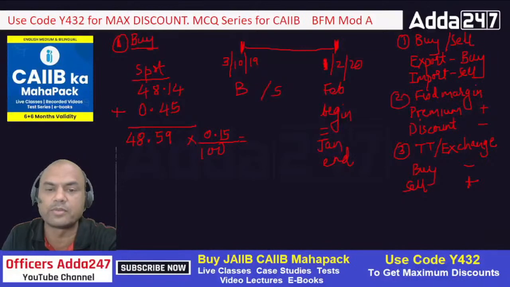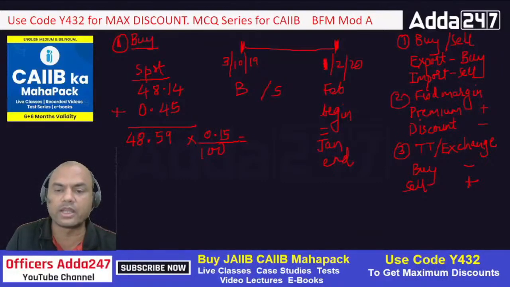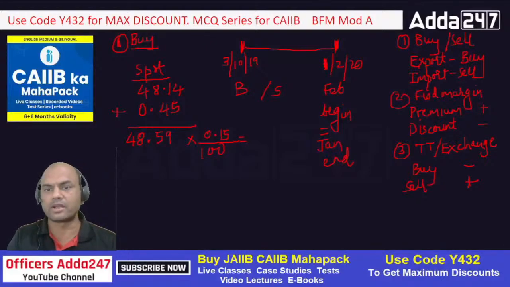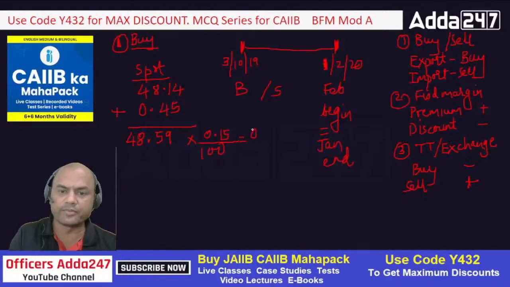Do it fast. Everyone give me the answer. What is my answer for this? I'll do it myself over here. 48.59 into 0.0015. Directly do it. 0.15 upon 100 means 0.0015. What is the answer you are getting? Let me see how many of you have commented. It is 0.072. Correct. Now this is my exchange margin.